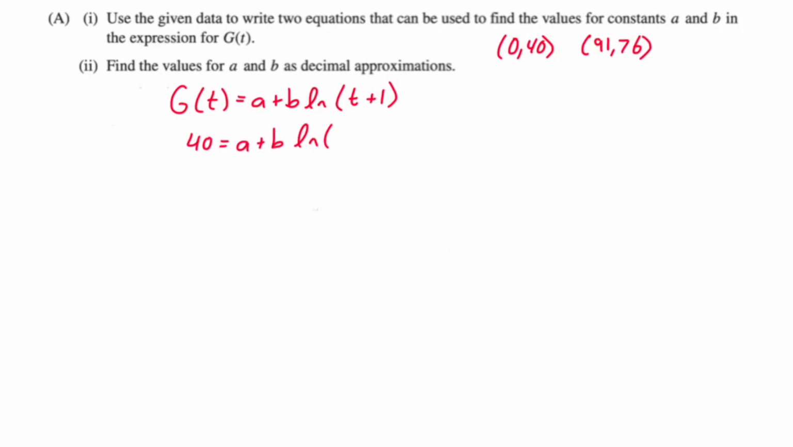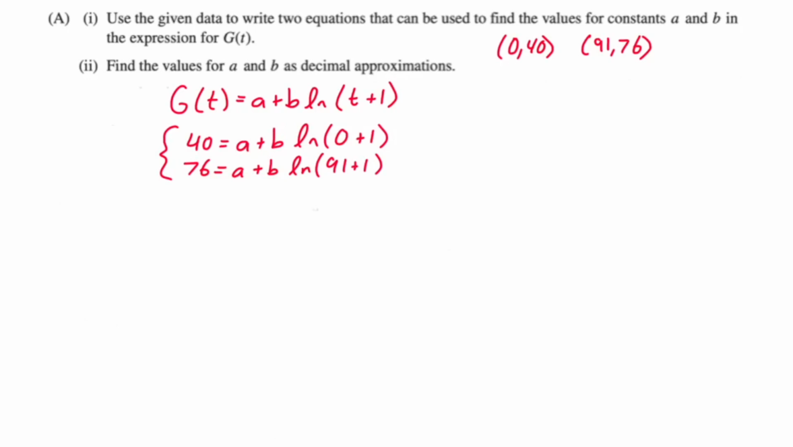I'm actually writing an equation where I can solve for those. And then I'm plugging in t, in this case that was 0. Then we'll use the next point, so 76 is the next output, equals a plus b, because again I still don't know what those are, times the natural log of, in this case, 91 plus 1. And so there's our 2 equations. That's actually the answer for this first part. We don't actually have to do anything with it. Part B does say find the values of a and b as decimal approximations. So now we actually have to solve this system.